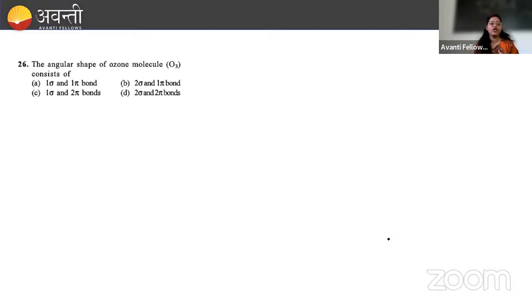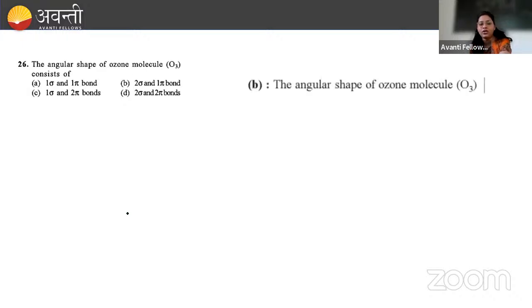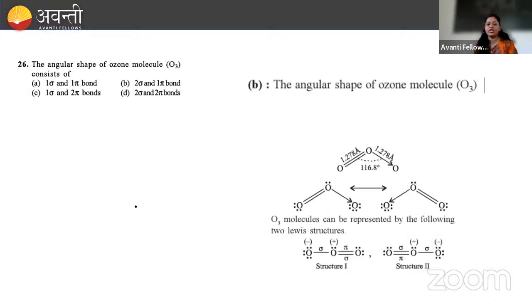Next, the angular shape of ozone molecule consists of. So you know that molecule O3, that is हमारा ozone molecule, इसका shape कैसा होता है, angular shape होता है. तो अगर आपने उसका structure देखा, ठीक है, you can see the shape of the ozone molecule here. Yeah, you can see there is one double bond and one single bond present, and this molecule is completely in resonance. Okay, कभी यहाँ पे double bond होता है, कभी यहाँ पे double bond होता है, completely resonance में होता है.